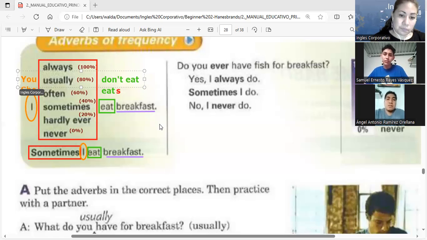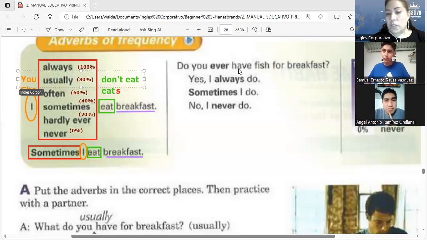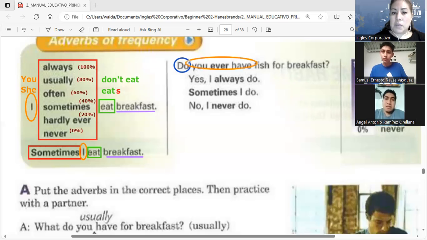Okay. Any questions? No. Okay. Good. Excellent. And when you're asking questions, we're gonna start with the auxiliary. So we're gonna start with do. After do, we're gonna be using the subject, like you. And the adverb of frequency that we're gonna be using here is ever. Then we're gonna be using the verb have, for example, and the complement, in this case, fish for breakfast.